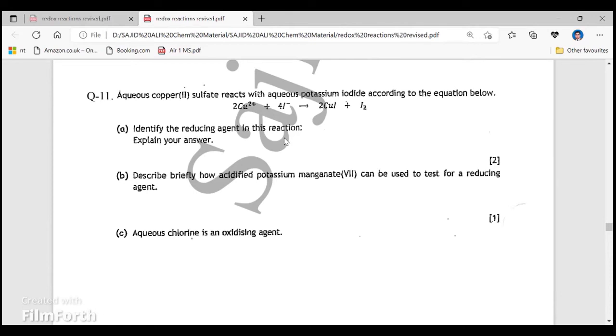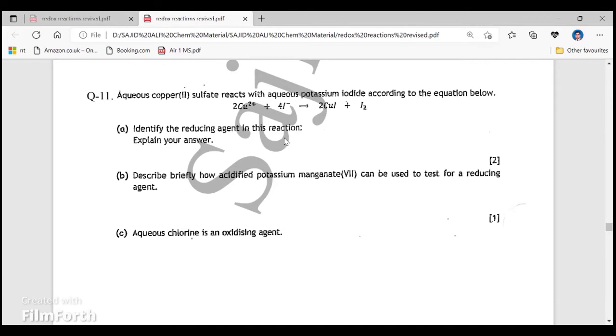Describe briefly how acidified potassium manganate(VII) can be used to test for a reducing agent. This is a very important, very common question, and we have just done this today. In the last class, we did this as well. What is the color of potassium manganate(VII)? Acidified potassium manganate(VII) is purple in color. When you react it with a reducing agent, its color will change from purple to colorless.